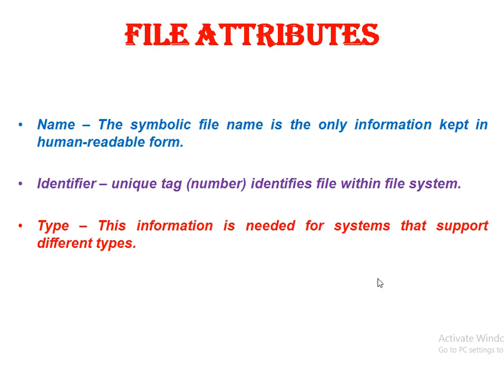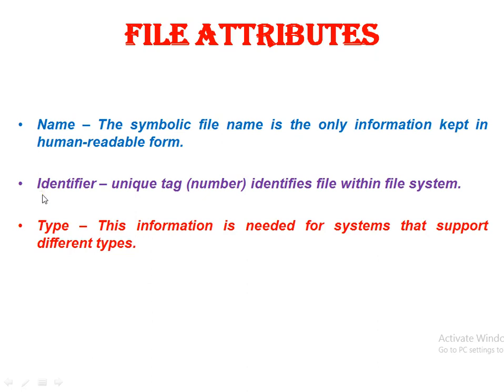There are totally 6 attributes for a file. The first one is name. What do we mean by name? Name is a symbolic file name, which gives the information kept in human readable form. Whenever you open any text document or Word document or notepad, you save it using a file name. Using that file name, you can come to know the details of that particular file. So that name will always be in human readable format.